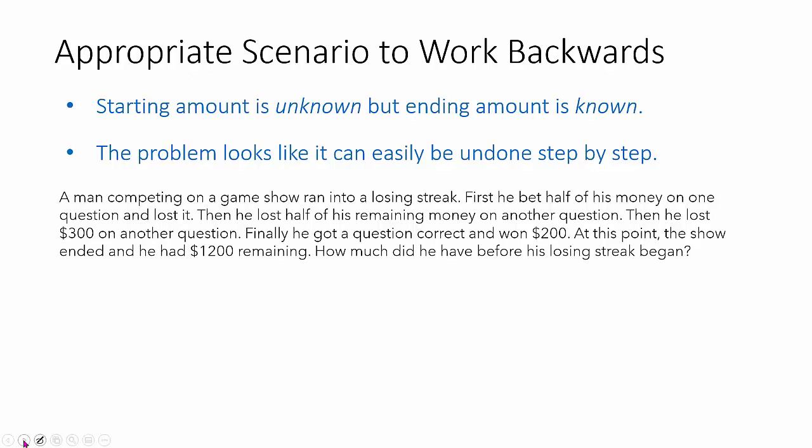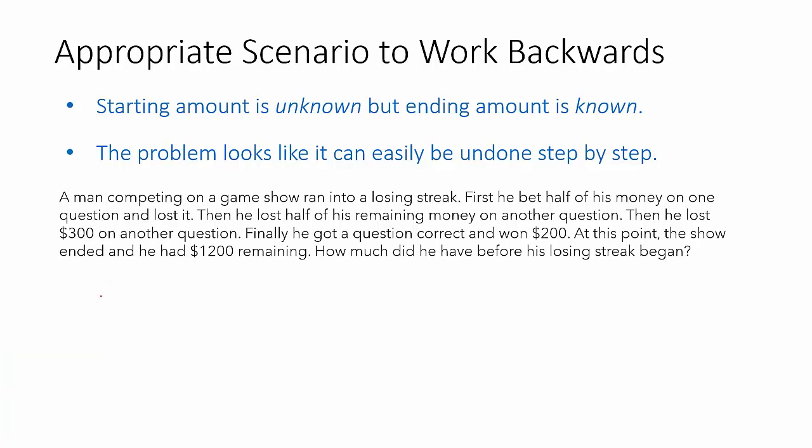So this is a very typical working backwards question. It has everything that we talked about. We don't know how much money he started with. We do know how much money he ended with. We also have an account of exactly what happened to the amount of money from the beginning to the end. We're going to try making a flow chart for this one.